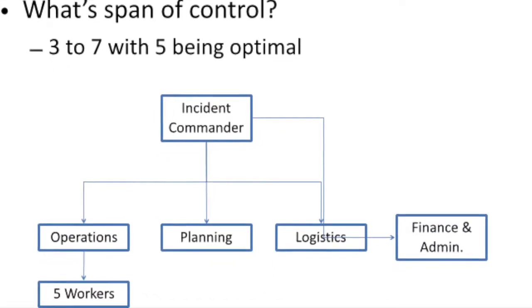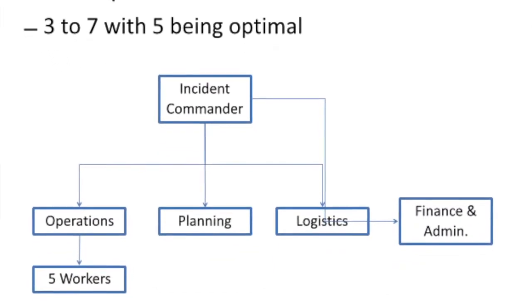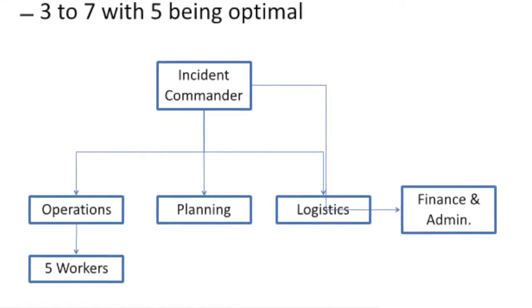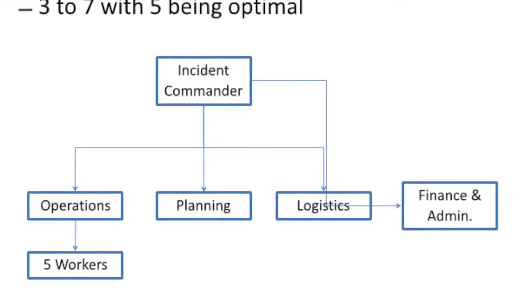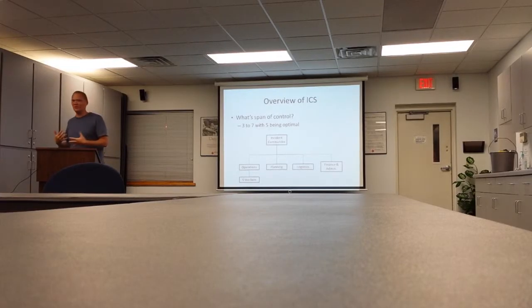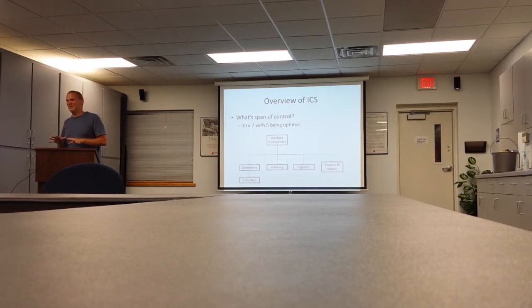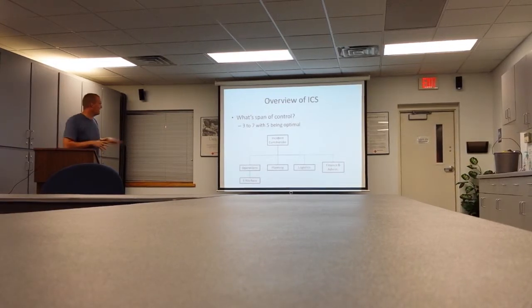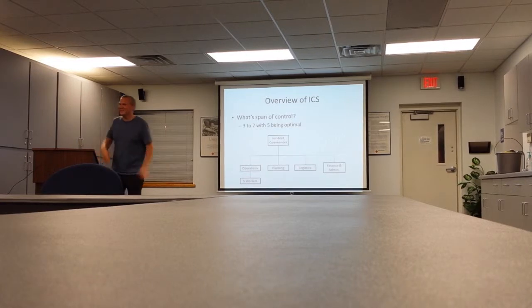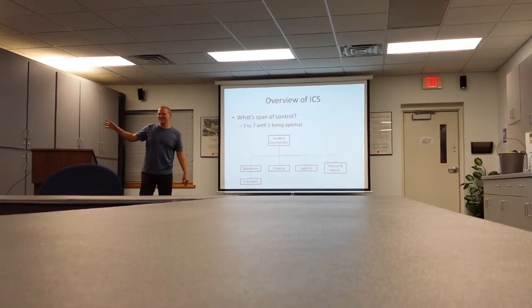It's optimal span of control, 3 to 7, 5 being optimal. That means that an average person can supervise 3 to 7 people with an optimum being about 5. Any less than 3, it gets annoying. Any more than 7, it's too big of a task.